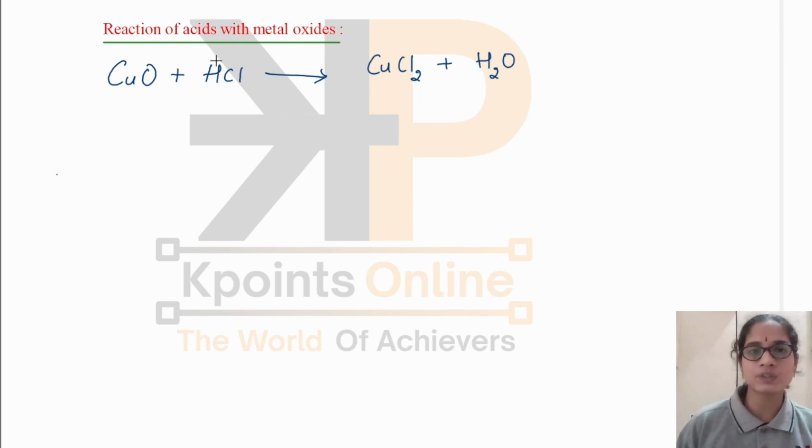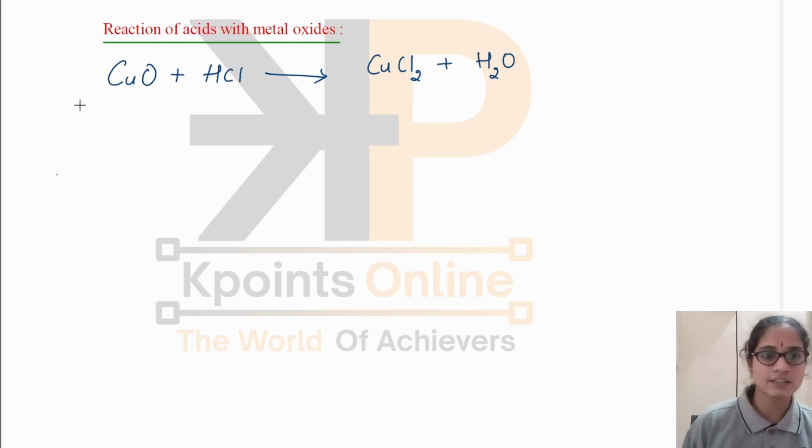When you add it to the solution of hydrochloric acid, what happens? There is a formation of blue green copper chloride, because here it has undergone a reaction with hydrochloric acid to form salt and water. This is salt and this is water.